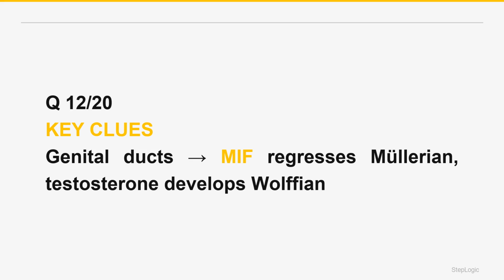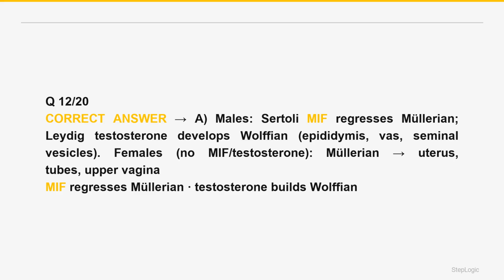Internal genital differentiation depends on two testicular products in the male. Sertoli cells secrete Müllerian inhibitory factor, MIF, also called anti-Müllerian hormone, which causes regression of the Müllerian paramesonephric ducts. Leydig cells secrete testosterone, which stimulates the Wolffian mesonephric ducts to develop into the male internal structures: the epididymis, vas deferens, and seminal vesicles, the seminal vesicles, epididymis, ejaculatory duct, ductus deferens. DHT then forms the external genitalia and prostate. The correct answer is A.